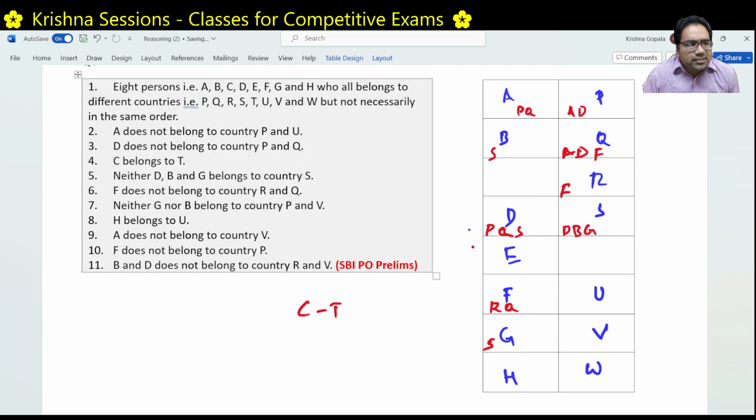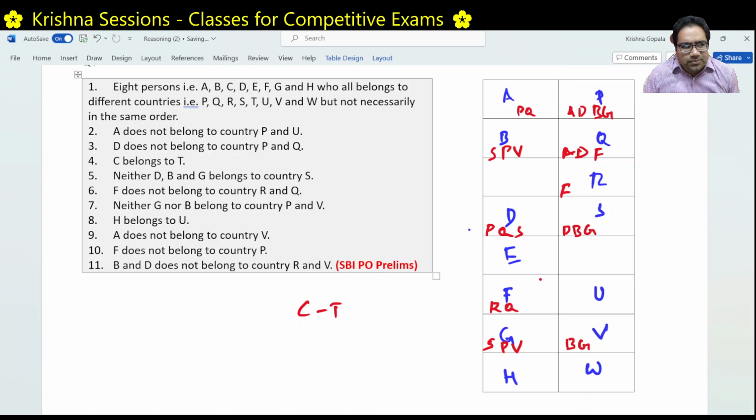Condition number 7 is neither G nor B belongs to P and V. Neither G nor B. G, P will not come. V will not come. Similarly, B also, P will not come. V will not come. Similarly, for P, B will not come. G will not come. V also, B will not come. G will not come. That was condition number 7.